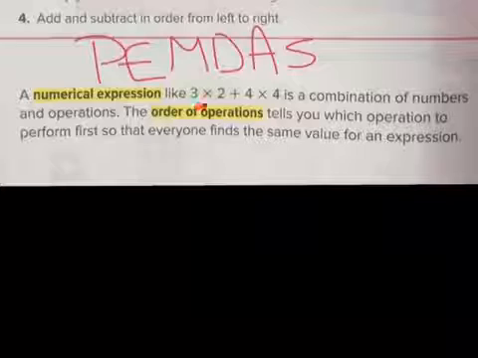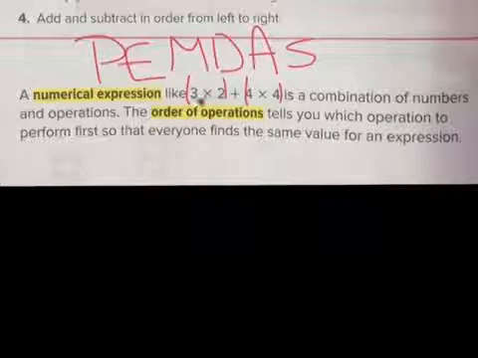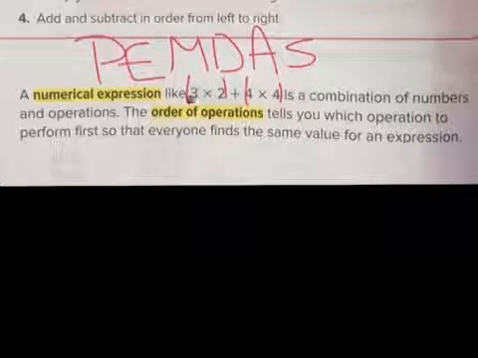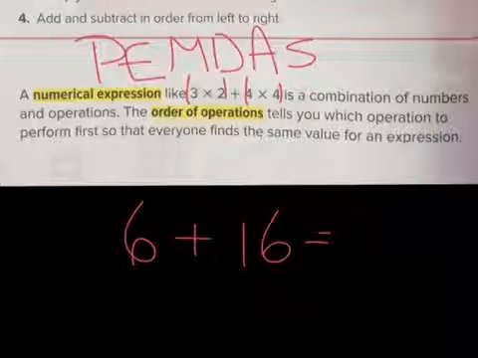A numerical expression like 3 times 2 plus 4 times 4, don't forget that here we would do the multiplication first. We would find the product of these two factors, and then we add them because multiplication comes before addition. So this is a combination of numbers and operations. The order of operation tells you which operation to perform first so that everyone finds the same value for an expression. 3 times 2 is 6 plus 16. That would give you your 22, correct?